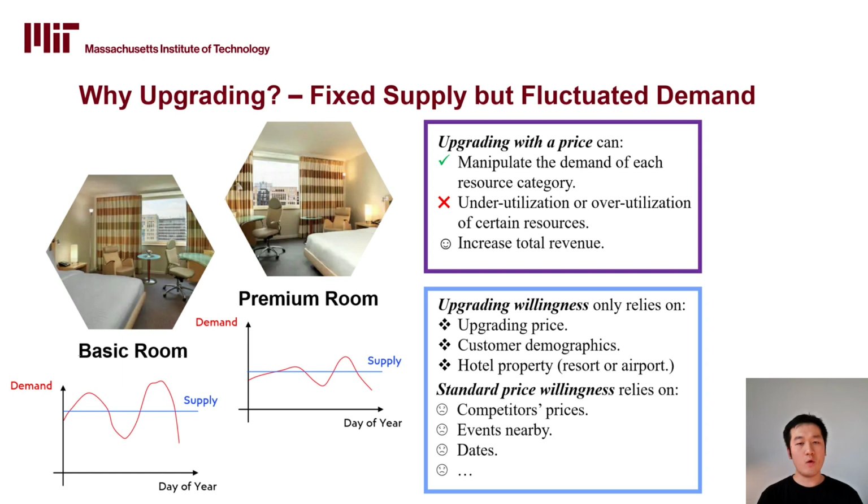A very natural question is, why not directly use a standard price to manipulate the demand? The answer is that it is very hard to do so. We first claim this upgrading is very easy to implement in reality because upgrading willingness, which is the likelihood of a customer accepting this upgrading plan given an upgrading price, almost only relies on the upgrading price, customer demographics, and hotel property. But the standard price willingness depends on many other factors such as your competitors' prices, some events nearby, and dates, which you cannot control. And therefore, it's not realistic to directly use a standard price to manipulate the demand.